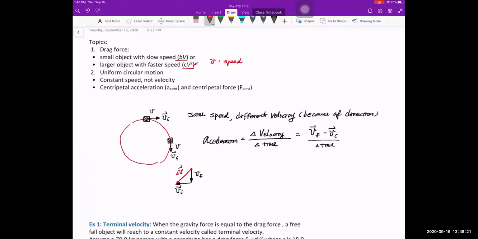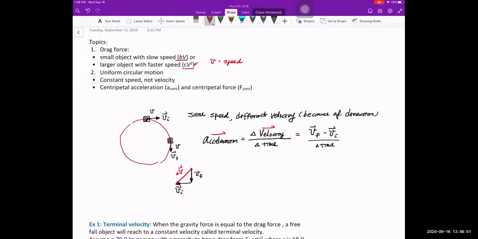If you make these two closer and closer, you're going to see the change of velocity. If it points toward the center, then your acceleration is going to have the same direction as the change of the velocity, because time doesn't have a direction. So the only way that you can think about the direction of the acceleration is the direction of the change of the velocity.